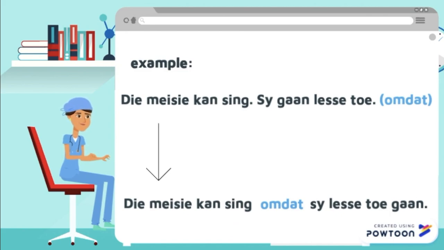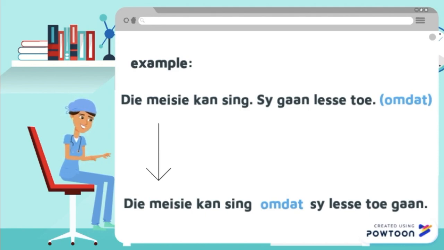In this example, we're given the sentences die meisie kan sing and sy gaan lesse toe. The word omdat is given to join them. Like we've done before, we replace the full stop with the omdat. We identify the verb in the second sentence, which is gaan, and move it to the end. So the sentence reads, die meisie kan sing, omdat sy lesse toe gaan.